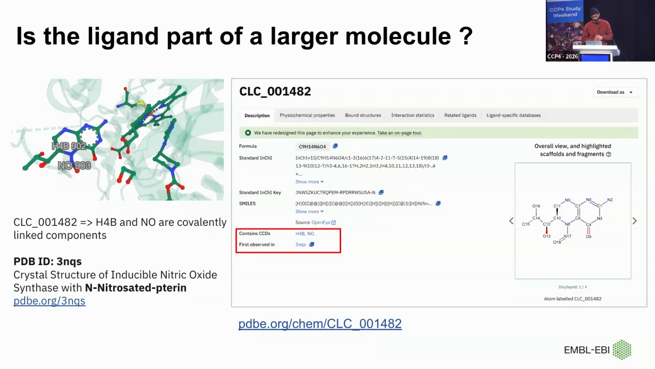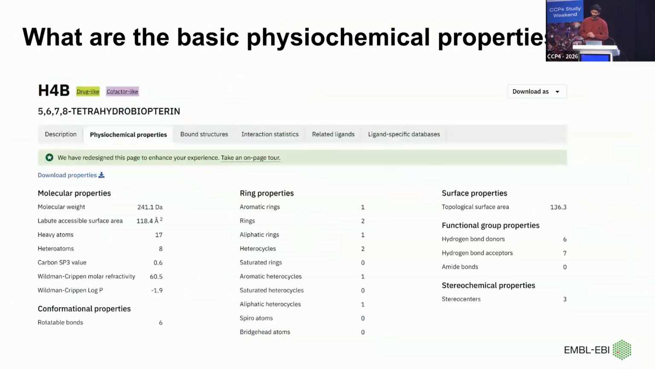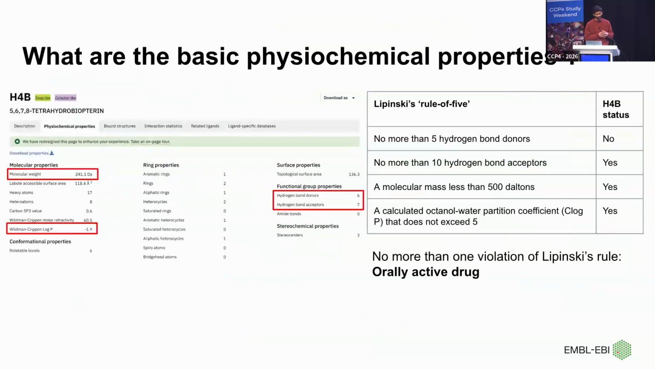We also show the physicochemical properties just to give you an idea about how the ligand looks like. For example, in this case, this is a drug-like molecule. The physicochemical properties, you can see if they follow the Lipinski rule of 5, and then just give you an idea of whether that's something like an orally active drug or not.